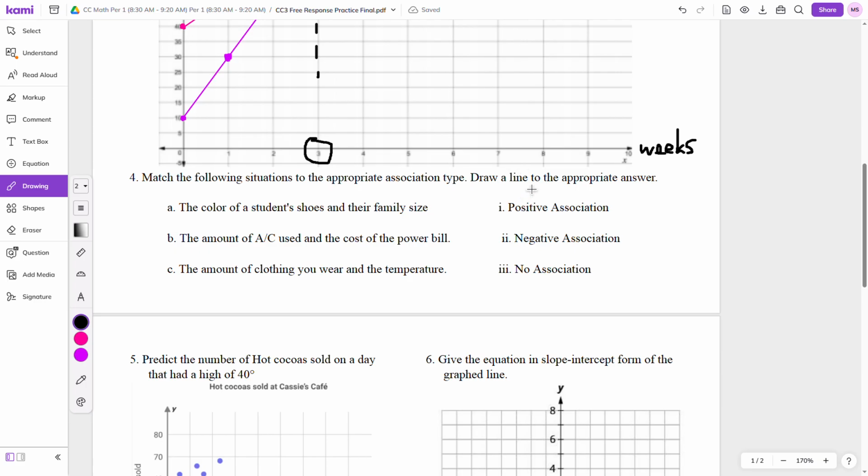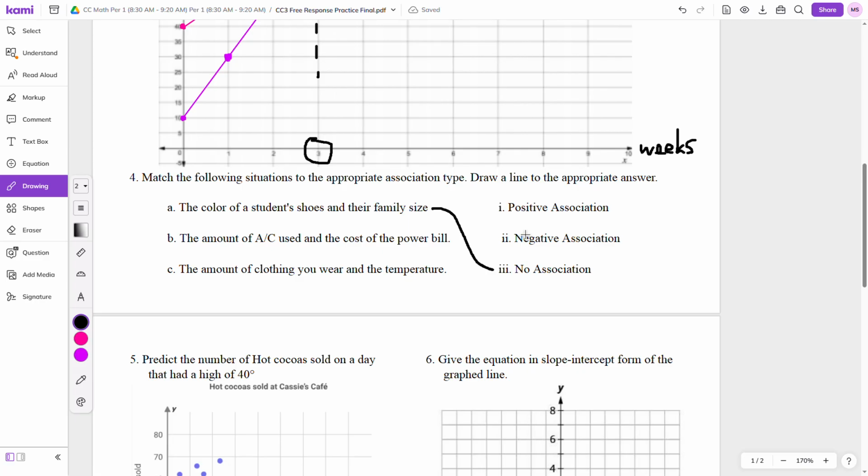Okay, number 4. Match the following situations to the appropriate association type. Draw a line to the appropriate answer. The color of a student's shoes and their family size. Does the color of their shoe have anything to do with their family size? No. That has nothing to do with that. So that we would call no association.